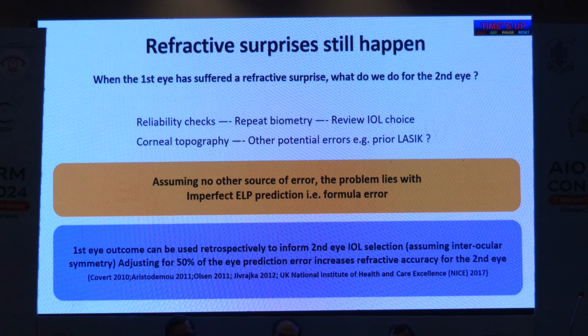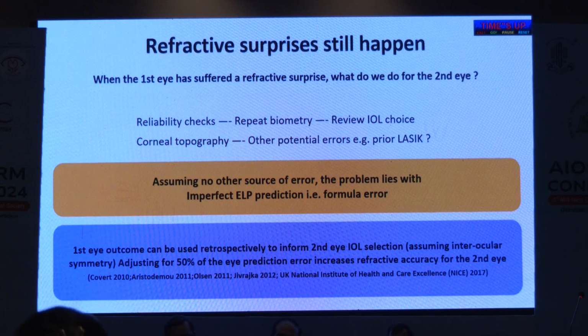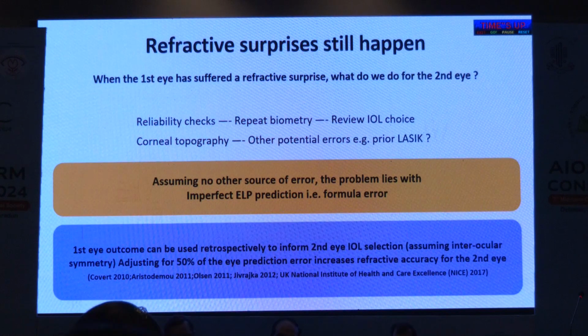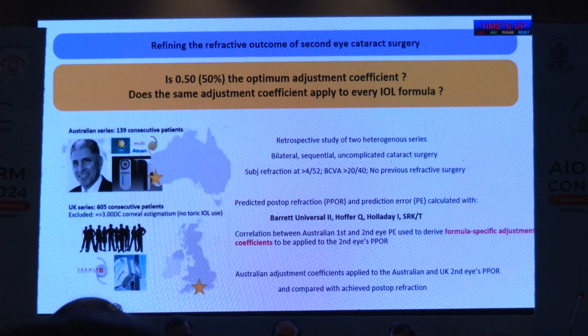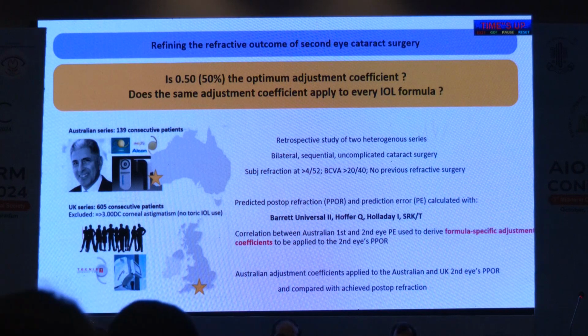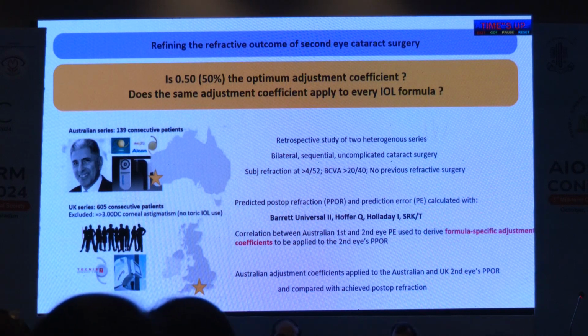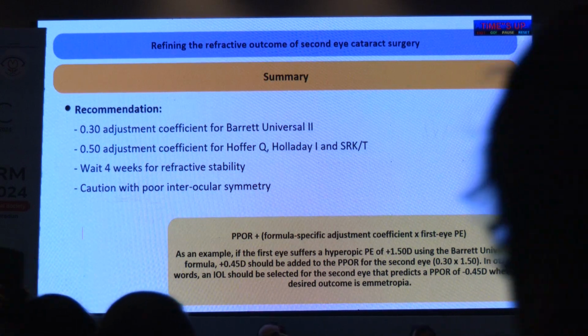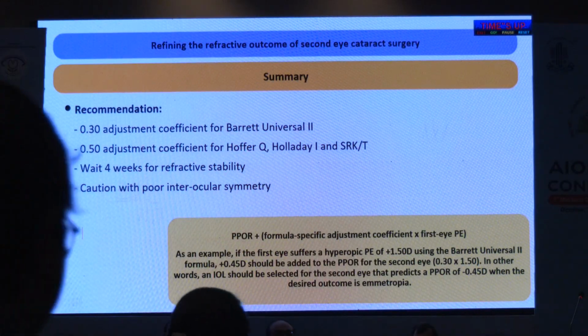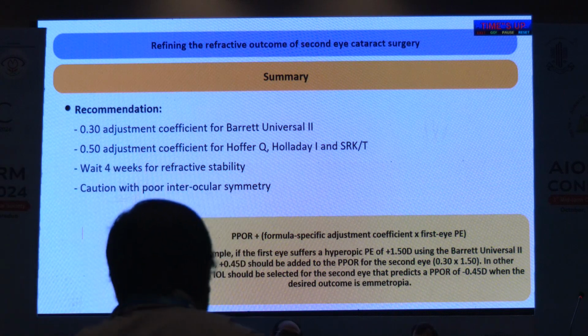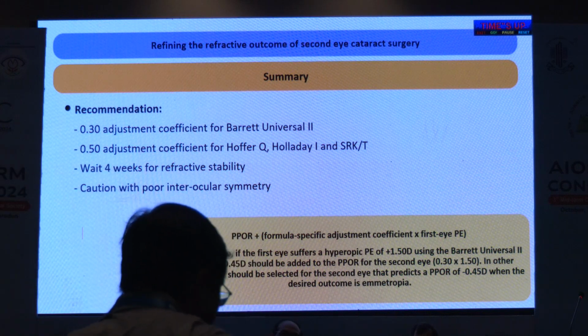Even after perfect calculation and using the best biometric device and best IOL power, refractive surprises still happen. So a coefficient is required which can be used to adjust the IOL power calculation of the other eye. That is 50% of the prediction error. There are two major studies which have covered what the optimum adjustment coefficient should be. According to the IOL formula, the adjustment coefficient changes. If we're using Barrett Universal 2, 0.3 is the adjustment coefficient, and for other formulas mostly a 0.5 adjustment coefficient is required.